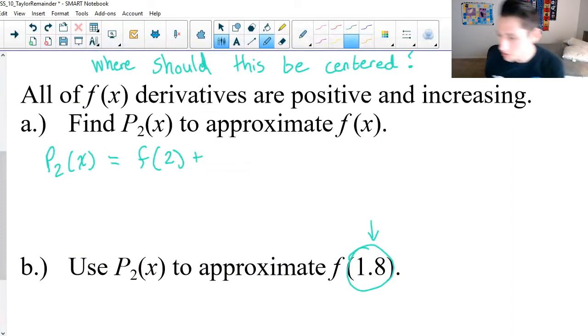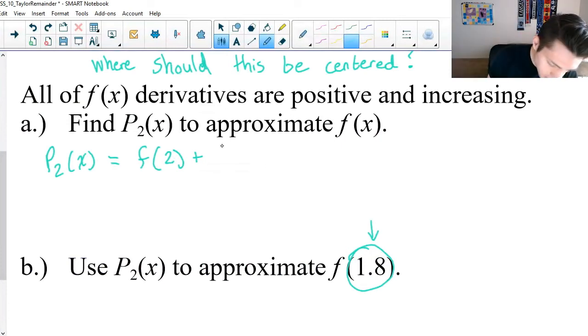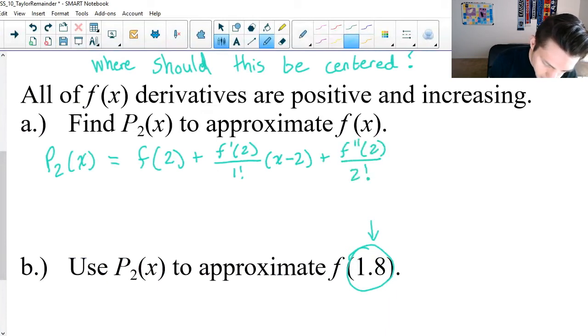Okay, so that first value will be f of 2. I'm just going through the Taylor polynomial formula right now. So next is f prime of 2 divided by 1 factorial times x minus 2, because that's where it's centered, plus f double prime of 2 divided by 2 factorial times x minus 2 squared.